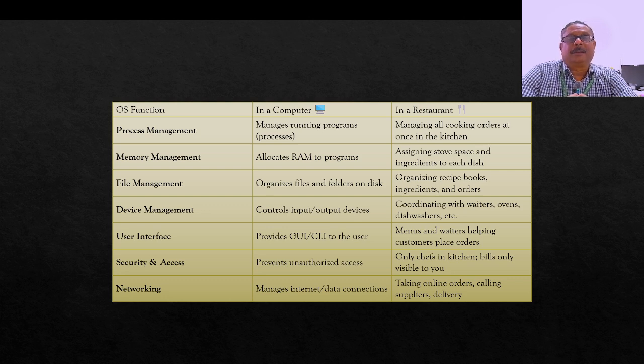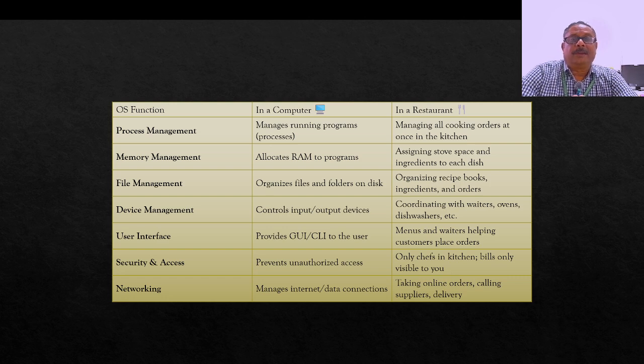Then we have the memory management system, which is used to allocate the memory to the various programs. It is equivalent to assigning store space and ingredients to each dish. Then we have a file management system in the computing world that is used to organize files and folders on the disk. In our restaurant world, it is organizing recipe books, ingredients, and orders.